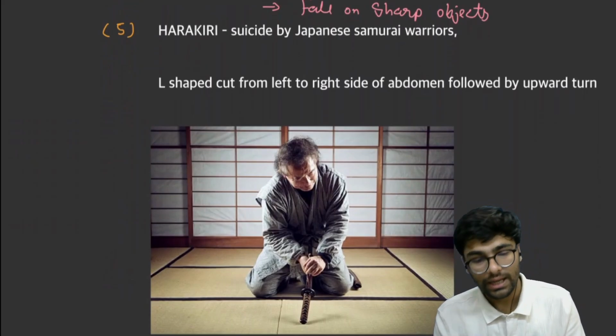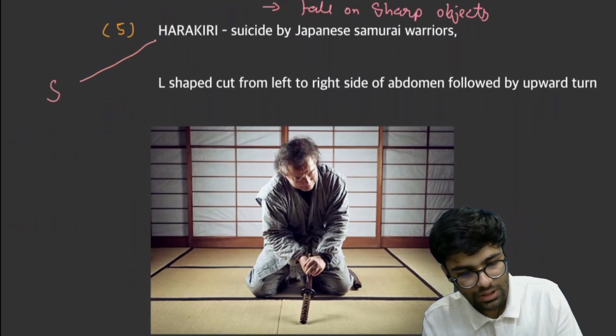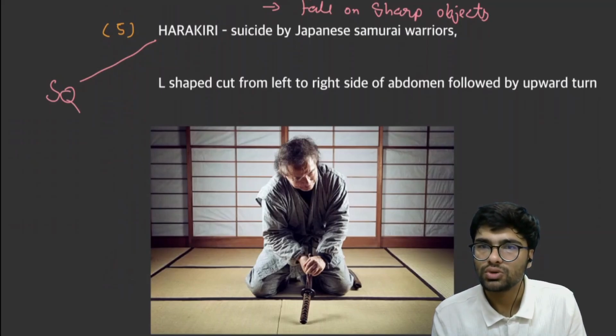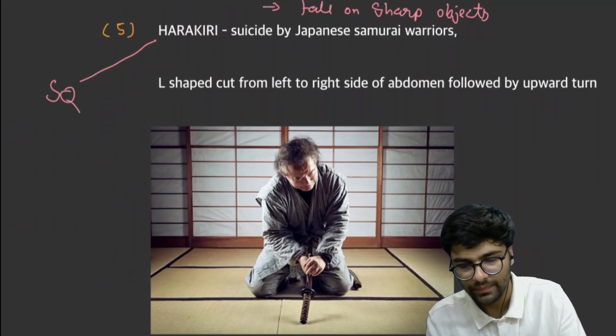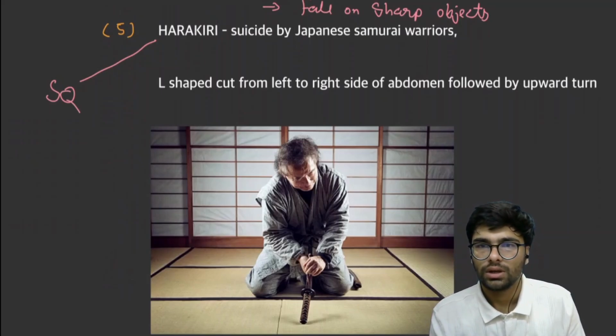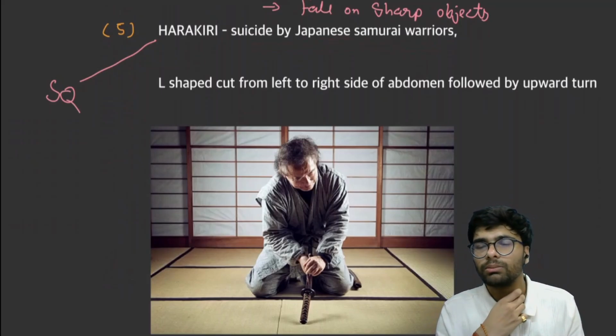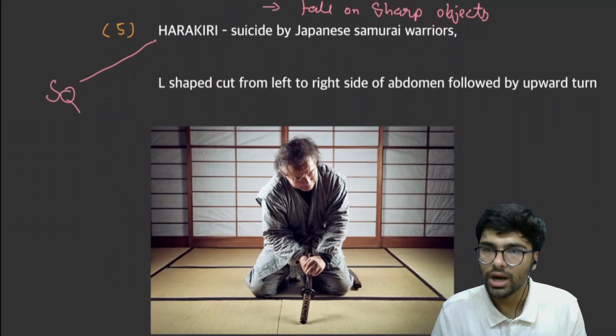What is harakiri? This is again asked as a short question or two marker. Harakiri is suicide by Japanese samurai warriors. It is a suicide by Japanese samurai warriors. I've shown the image, but let me explain how the suicide is done.